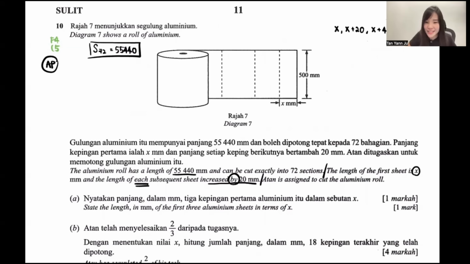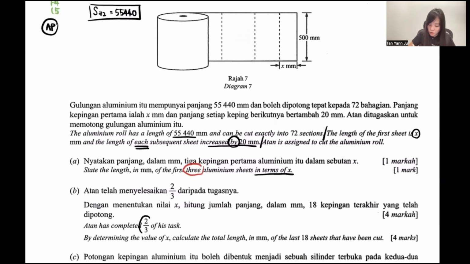So next one, Artan is assigned to cut the aluminium roll. So this person is actually the one who cut it, okay? A, state the length in millimeter for the first 3 aluminium sheets in terms of X. Nah, my dear, that is my A answer. For A, they want you to write the first term, second term, third term, all in terms of X, in millimeter.